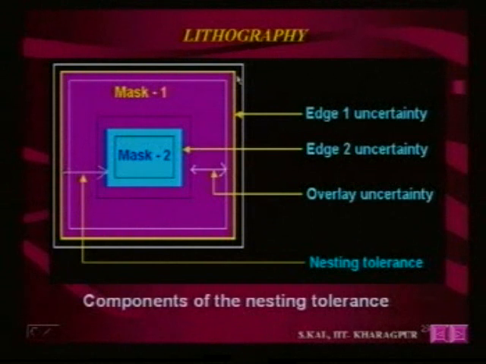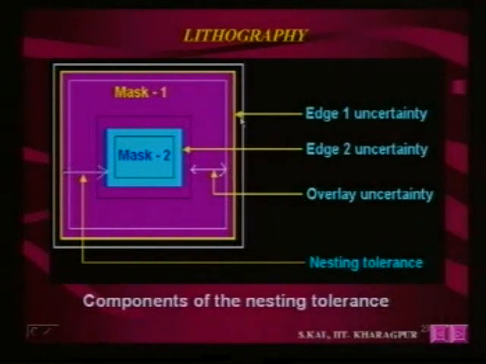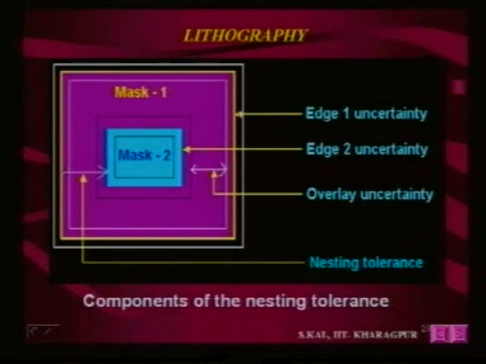Now, the mask level 1 has the boundary, the yellow line, that is edge 1. When you make the image of mask level 1 on the wafer, the edge may lie either on this white line or it may be inside this white line. That means there is an uncertainty. Those uncertainties are due to various reasons. I will tell what the reasons are. When you are aligning mask level 1 at the beginning, each of the four edges will have a certain uncertainty.